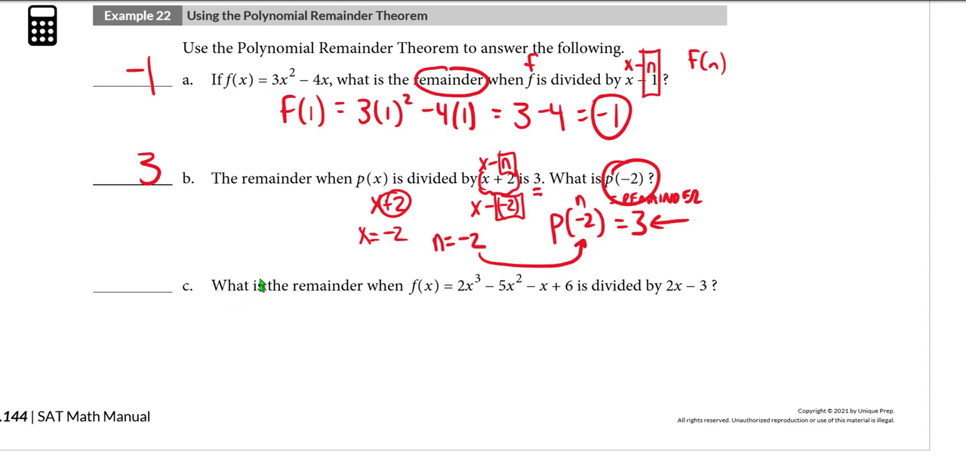What is the remainder when f of x equals this cubic function is divided by 2x minus 3? Well, all we need to understand on this particular example is that nothing changes just because we have a higher degree polynomial here. The polynomial remainder theorem applies to all polynomials: quadratics, cubics, linear functions. All polynomial functions will abide by the polynomial remainder theorem.